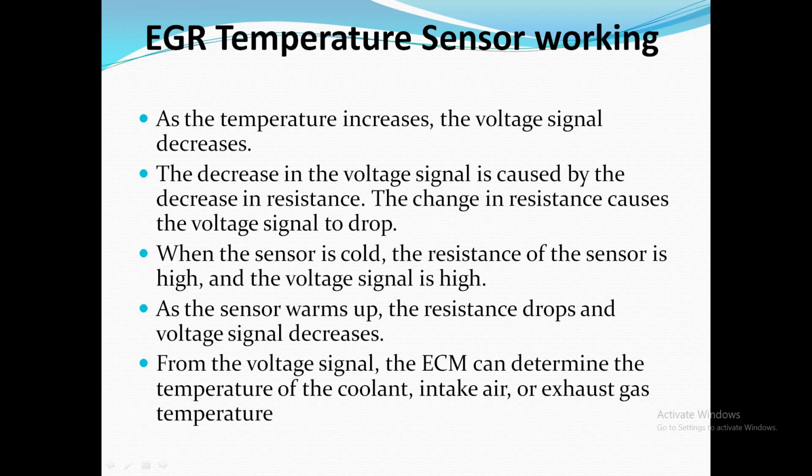When the sensor is cold, the resistance of the sensor is high and the voltage signal is high. As the sensor warms up, the resistance drops and the voltage signal decreases. From the voltage signal, the ECM can determine the temperature of the coolant, intake air and exhaust gas temperature. So with this, we complete the working of the EGR temperature sensor.